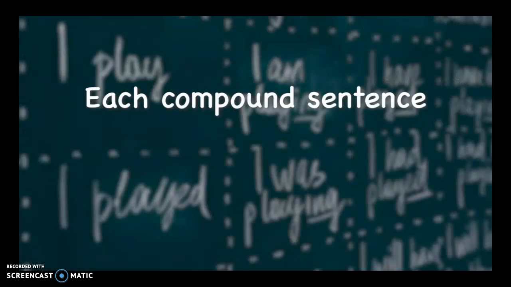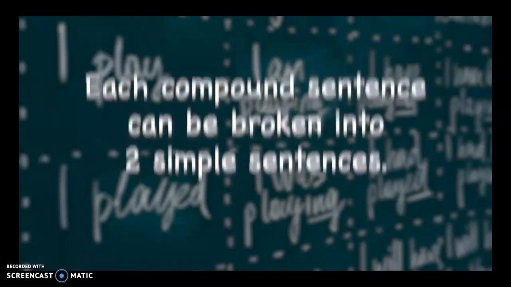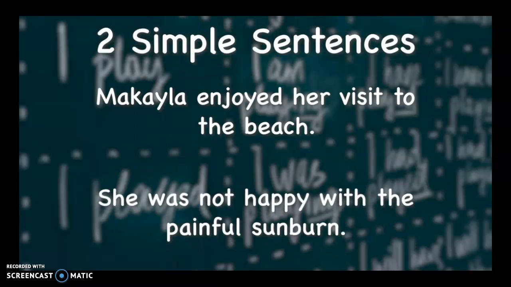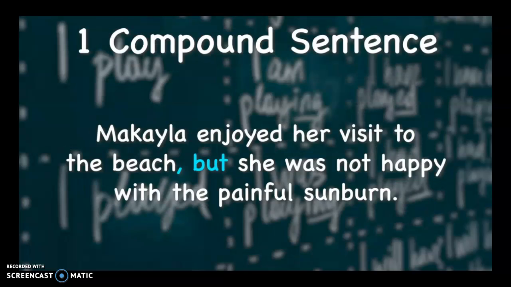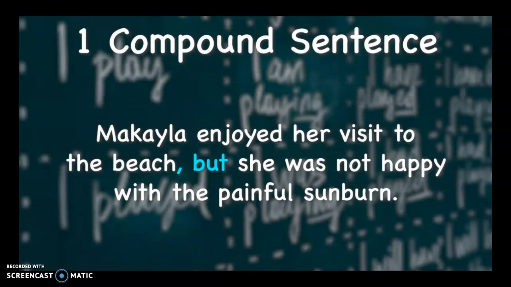The sky is getting cloudy, so I think it might snow soon. Notice how each of those compound sentences can be broken into two simple sentences. Michaela enjoyed her visit to the beach is one simple sentence, and she was not happy with the painful sunburn is another simple sentence. When joined together by the word but, it becomes a compound sentence. Pretty cool! From two simple sentences to one compound sentence just by adding a comma and conjunction, like but.